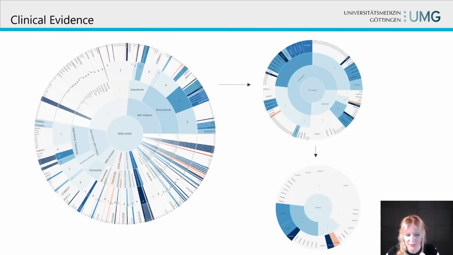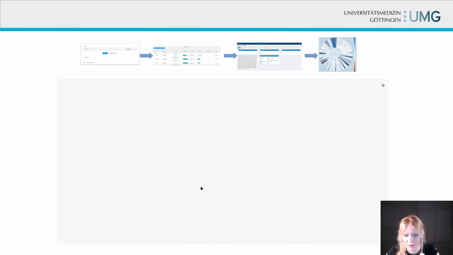The clinical significance data is then visualized in a sunburst plot, which gives us the possibility to visualize multidimensional data in an interactive and zoomable way. Here we visualized the drug class, the drug, the evidence level, and the PubMed ID. Let's take a look at the web application.